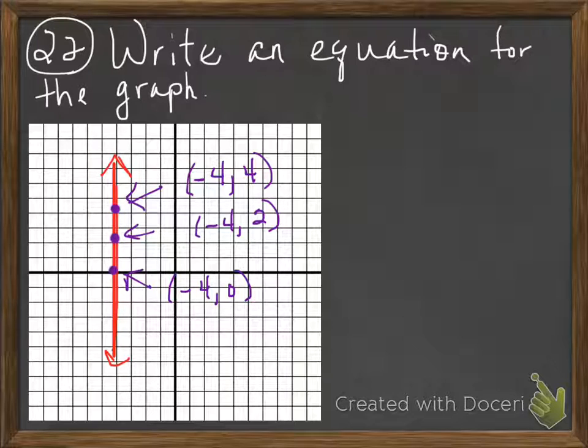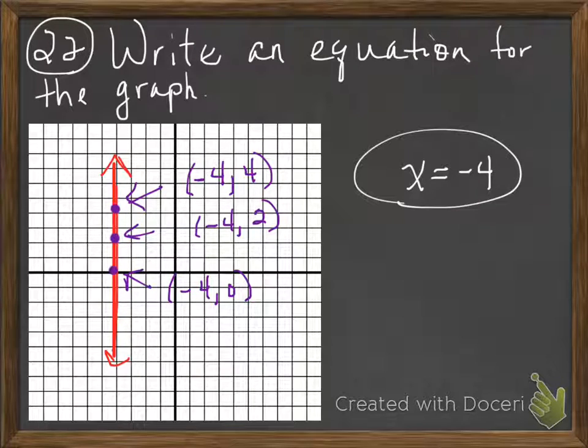So if you'll notice, all the x's are the same. That's what happens when you have a vertical line. So your equation would be x is equal to -4. Again, the y's can be anything, but the x's have to be -4. That's what creates a vertical line. Vertical lines have x equals, and horizontal lines have y equals. They don't have an x and a y in their equation. That's what makes them vertical lines, and that's what makes them horizontal lines.